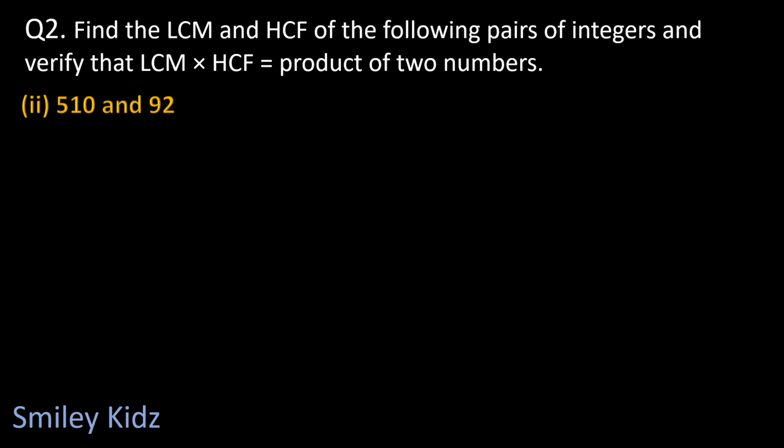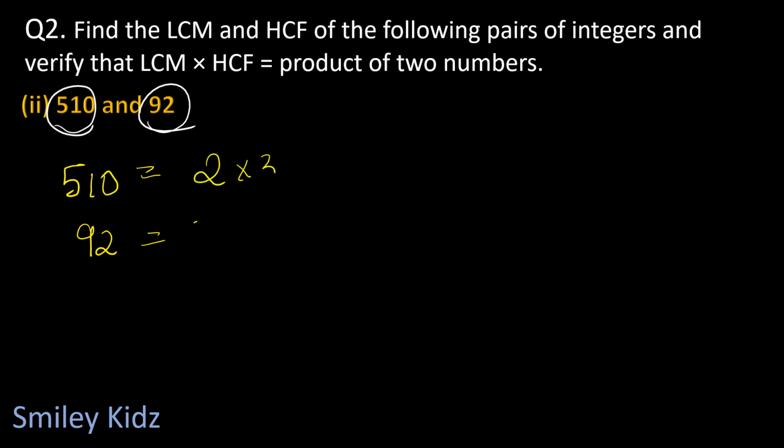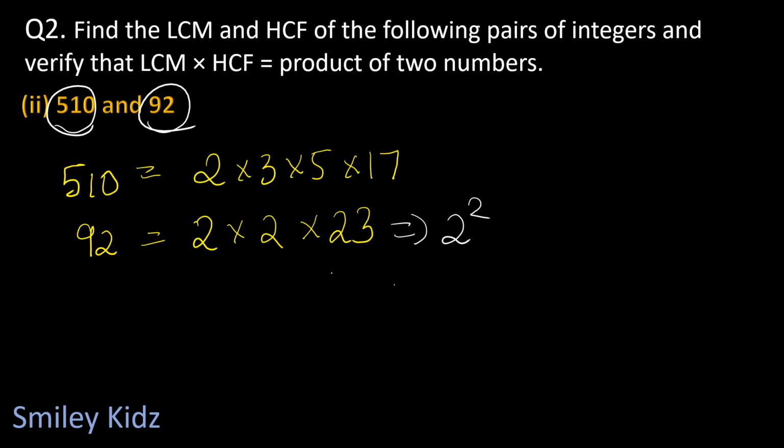Then we have the second pair of numbers, 510 and 92. First let's find out the prime factors of each. 510 and 92. The prime factors of 510 are 2 times 3 times 5 times 17. The prime factors of 92 are 2 times 2 times 23. Isn't it? Now this is nothing but 2 square times 23 to the power of 1, and this is nothing but 2 to the power of 1 times 3 to the power of 1 times 5 to the power of 1 and 17 to the power of 1.